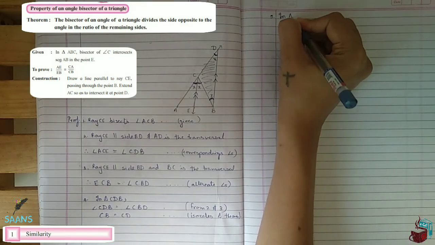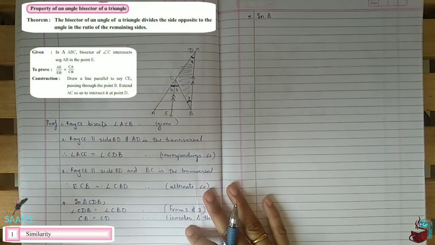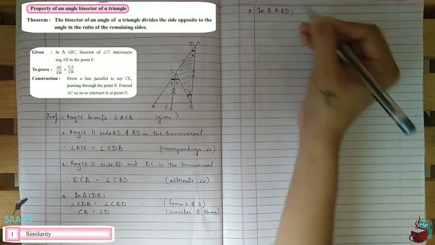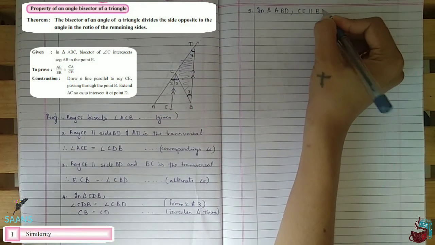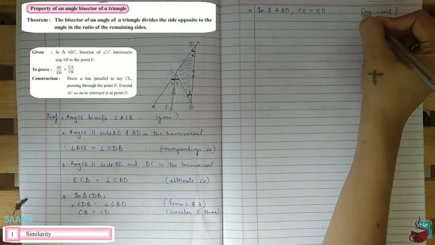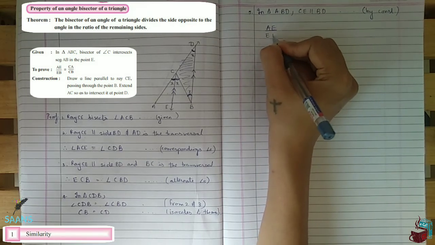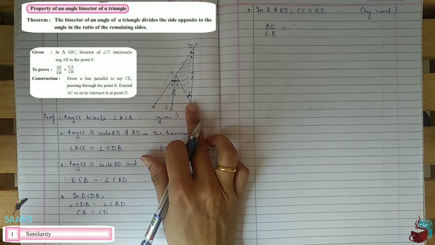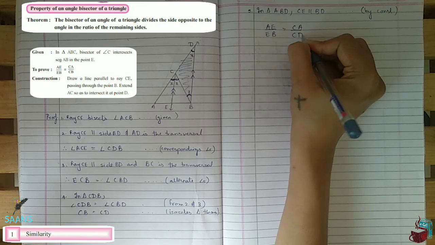in the bigger triangle we are talking about, I'm just adjusting the book. In triangle ABD, CE is parallel to BD by construction. Therefore, directly by BPT, what do we come to know? AE upon EB is equal to CA upon CD. Yes?